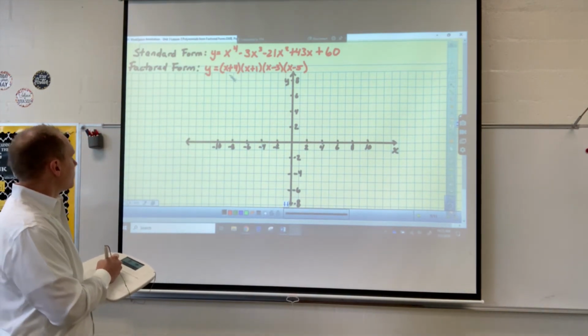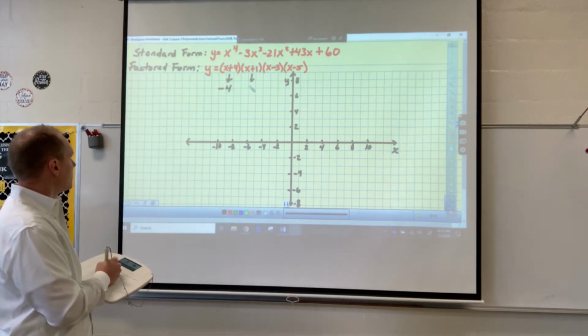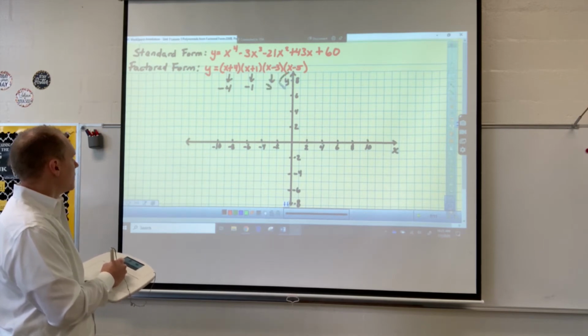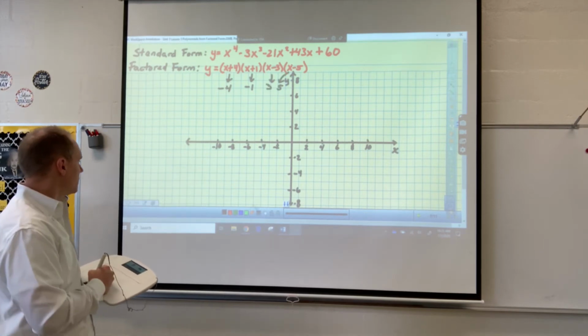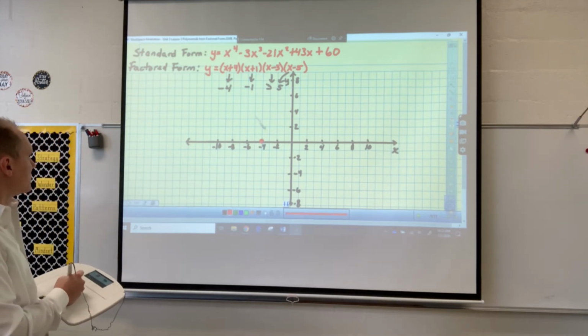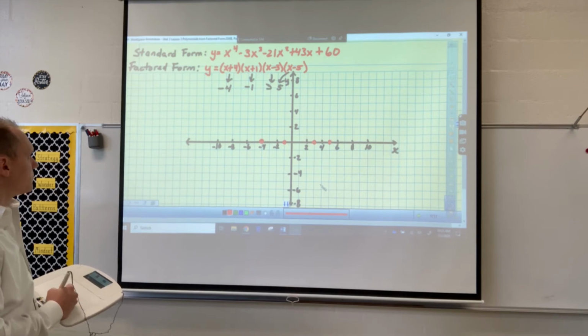All right, so our x-intercepts are -4, -1, 3, and 5. Let's go ahead and plot those. I'll do that in red. So -4, because that's what makes that 0. -1, that's what makes this 0. 3, and 5.